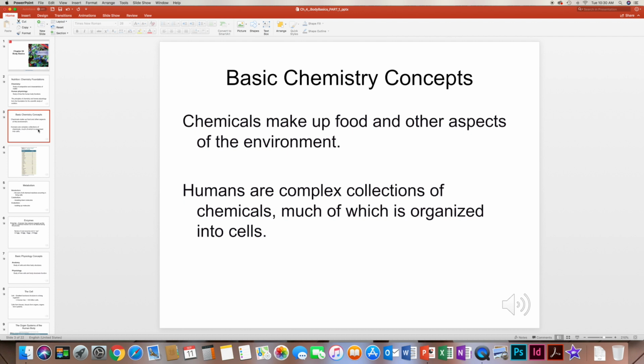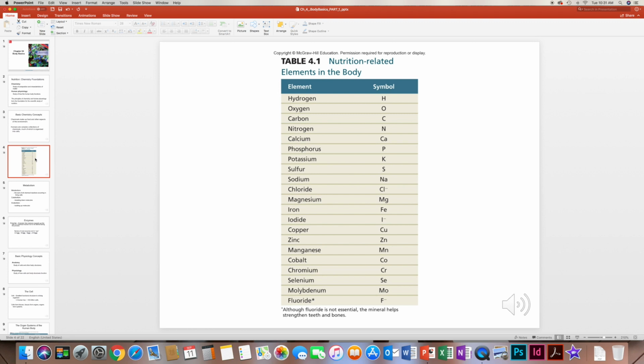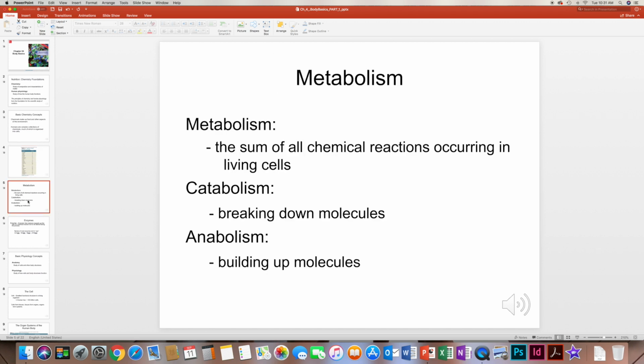Chemicals make up food. Humans are complex collections of chemicals, much of which is organized into cells. So a lot of the food that we eat comes from different elements, including hydrogen, oxygen, carbon, calcium, magnesium, iron, to name a few. When we talk about these chemical reactions, it is the metabolism that we are studying when we talk about nutrition, because it's the sum of all of these chemical reactions that occur within the cells. And there are two concepts with metabolism. One is the breaking down of molecules known as catabolism, and one is building up of molecules known as anabolism.